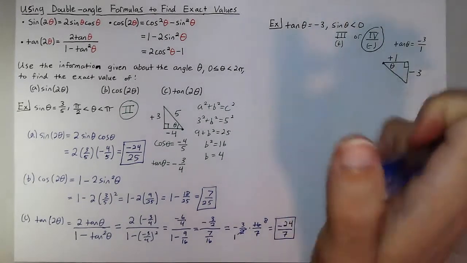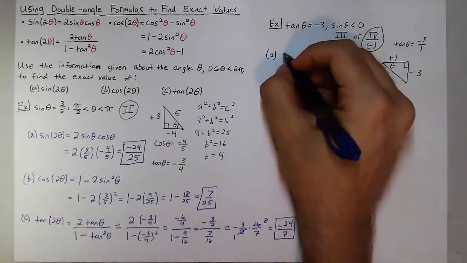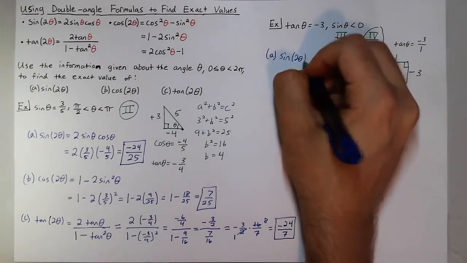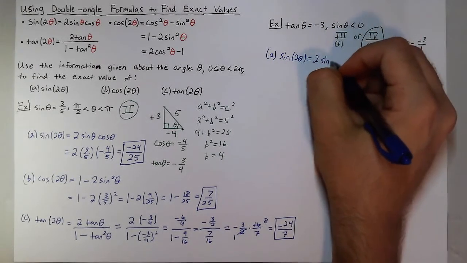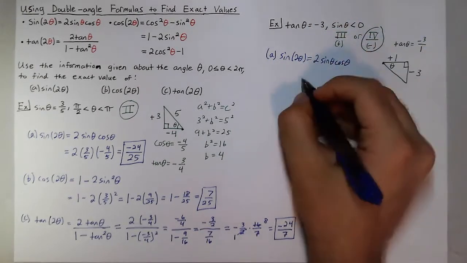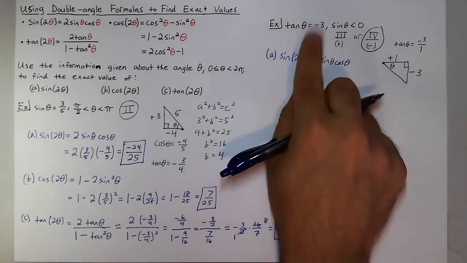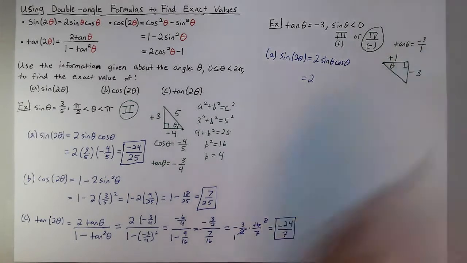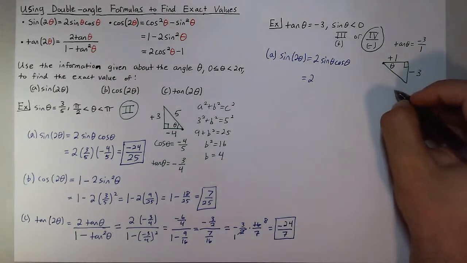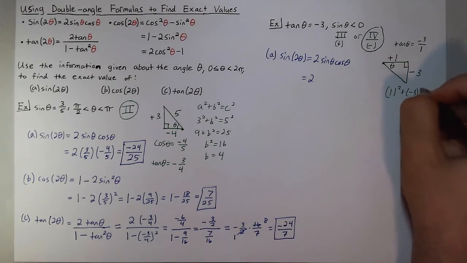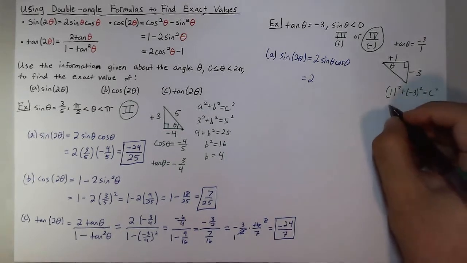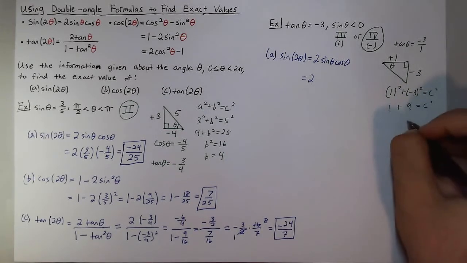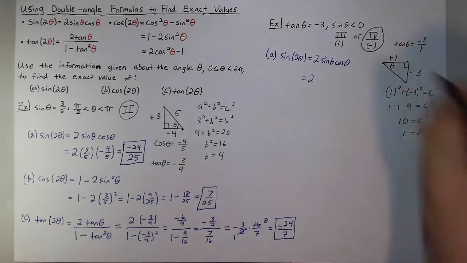So starting with part A, sine of 2 theta. I need to know sine of theta and cosine of theta. And I don't know either of them yet, I only know tangent. So I need to find them, but I need the hypotenuse to find them. So I'm going to use the Pythagorean theorem, which gives me 1 squared plus negative 3 squared is equal to c squared. So 1 plus 9 is equal to c squared. 10 is equal to c squared. So the hypotenuse is the square root of 10.